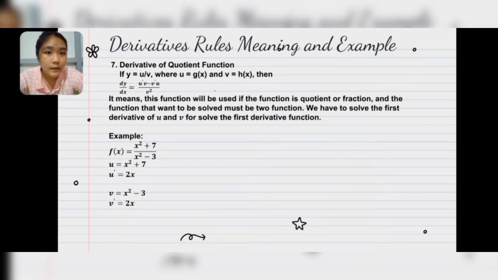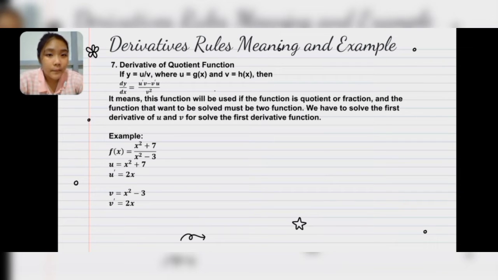Next, number 7, derivative of quotient function. If y equal u per v, where u equal g of x and v equal h of x, then dy per dx equal u prime v minus v prime u per v to the second power. The meaning of this derivative rule is this function will be used if the function is quotient or fraction, and the function that want to be solved must be two functions. We have to solve the first derivative of u and v for solve the first derivative function.